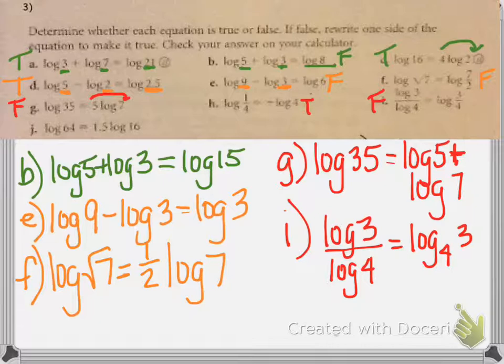For J, the last one here, again we have this number in front, 1.5. I would put that onto 16, and 16 to the 1.5 power is indeed 64. So J is true. There's our true-false section, number 3, from our review. I'm going to go to the next slide and complete number 4.